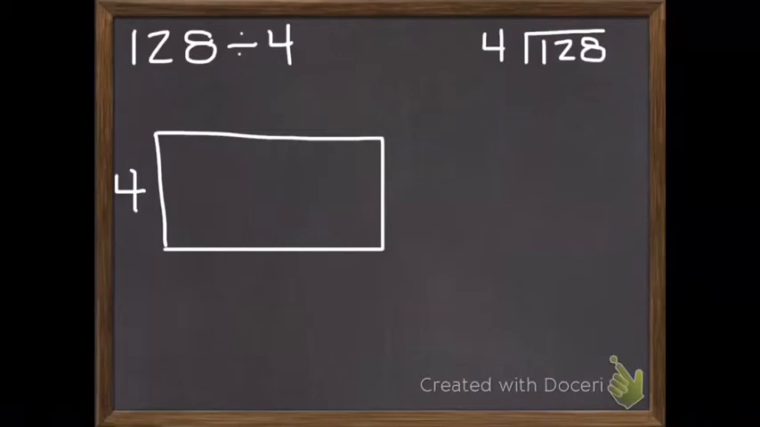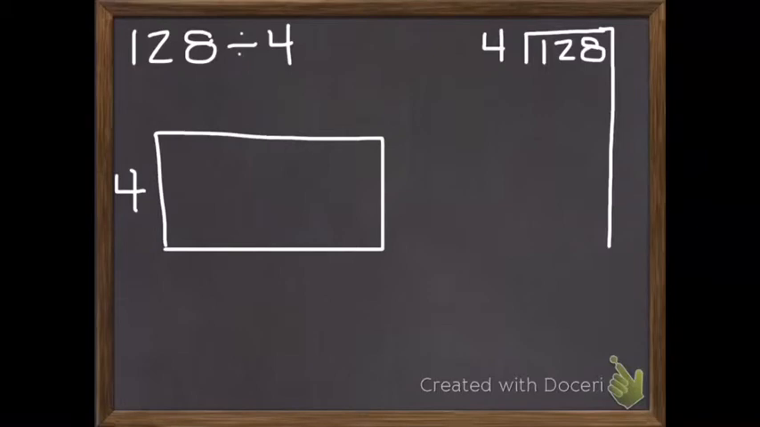Okay, so when I am doing partial quotients, I am thinking of multiples of 10, 100, or 1,000 that will get me close to my dividend, 128. First, I want to think about 4 times 100. I know that 4 times 100 is 400, which is too much. That would go over 128. So I know that I need to think about multiples of 10: 10, 20, 30, 40, and so on.